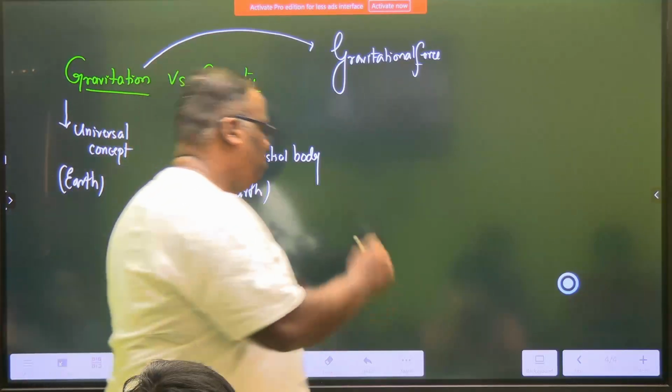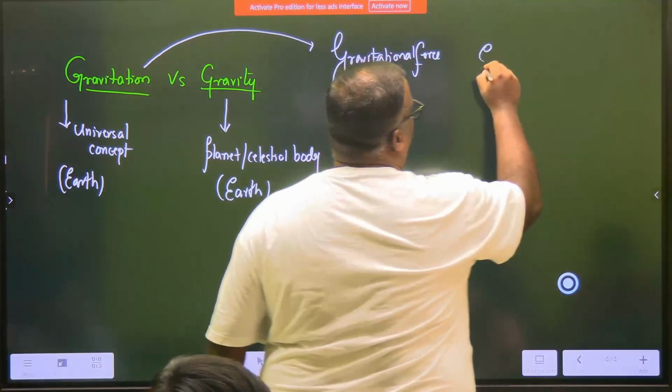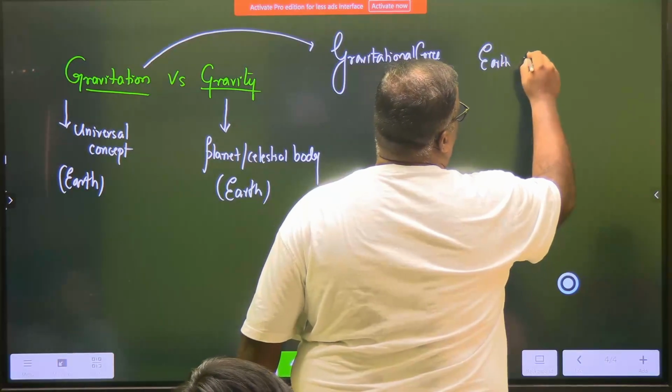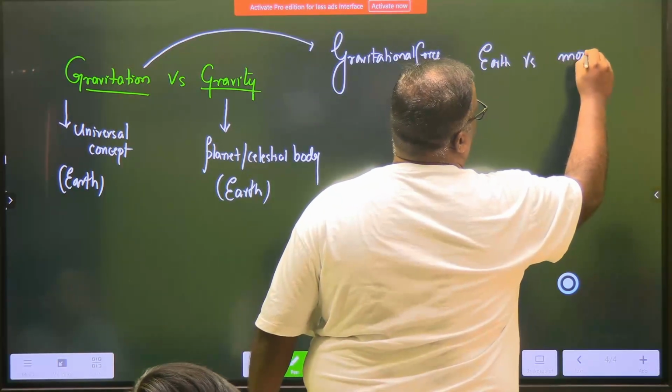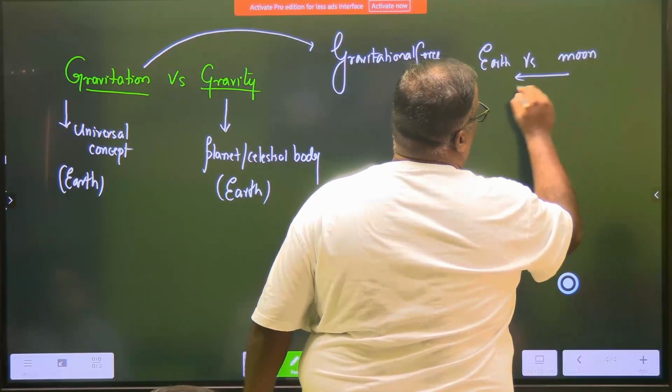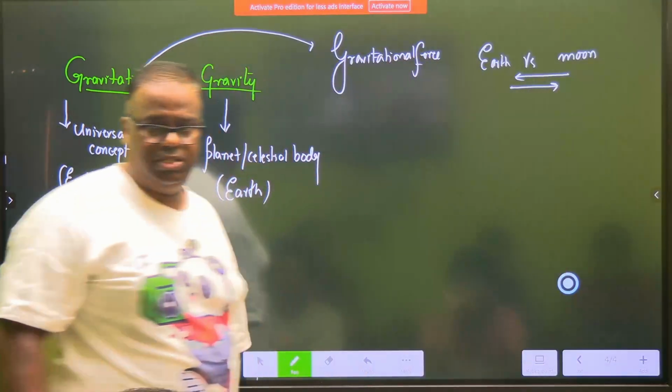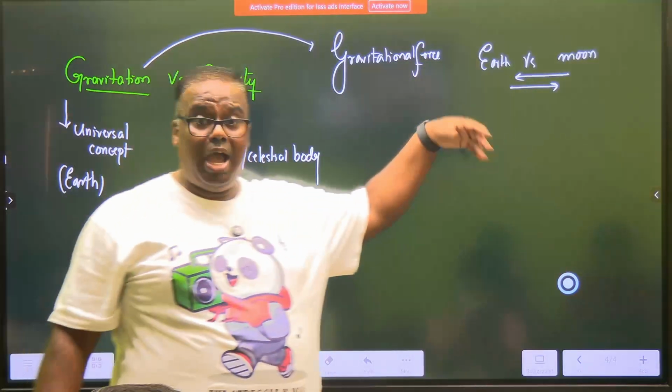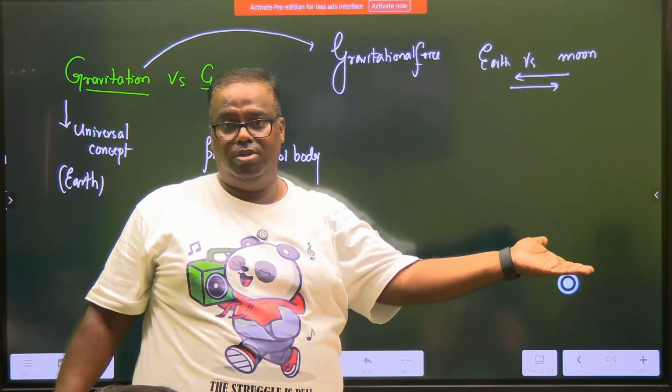ठीक है? तो पहला कॉन्सेप्ट देखते हैं, अर्थ वर्सेस मून, राइट? Both of them attract each other. Both of them attract each other. You know why high tides? Tide आप जानते हो? पानी ऊपर.